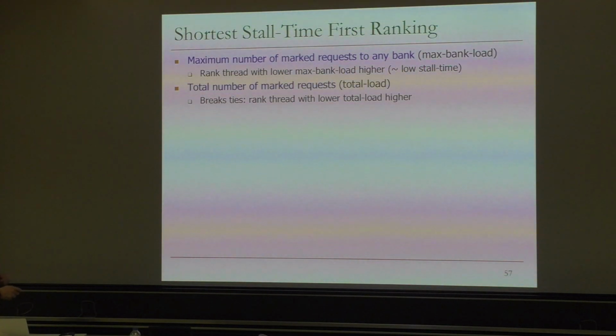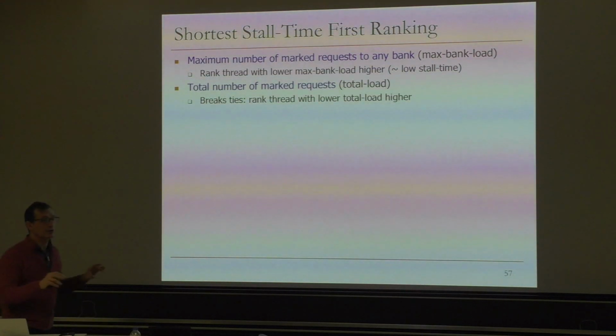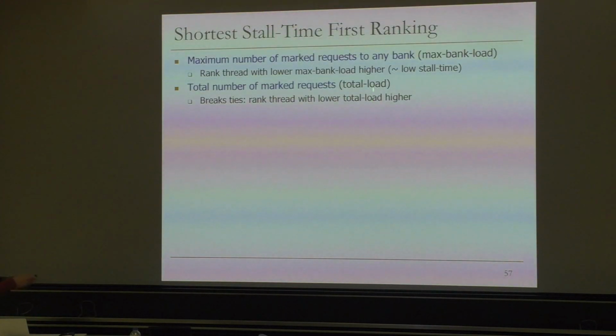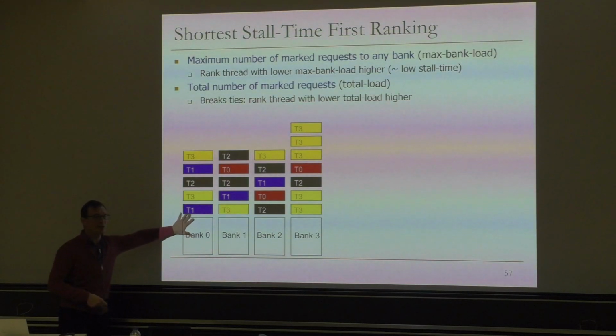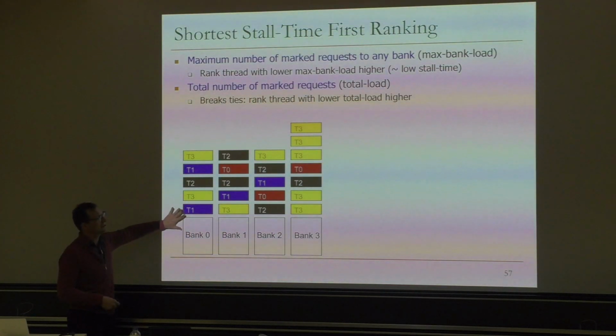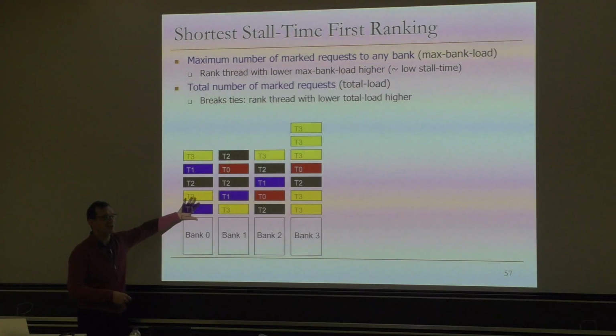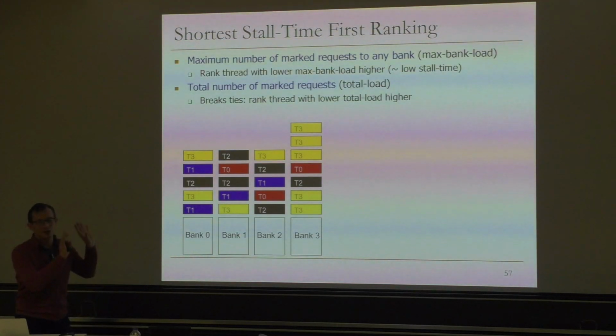That's the estimation. We also are going to keep track of another value called total number of marked requests, total load, and we're going to use this to break ties, and this will become more clear. We want to rank the thread with lower total load higher. These are threads that are less intensive compared to others. So we're going to look at an example over here. We're going to assume no row buffer. Row buffer actually complicates things a little bit, and the paper has an example with the row buffer, but it's easier to understand without the row buffer over here. Assume everything is a row conflict, basically.